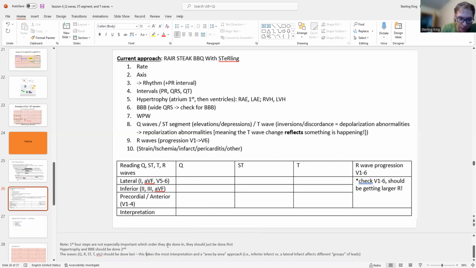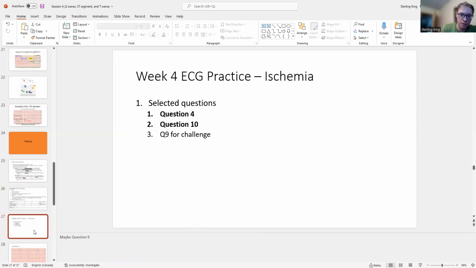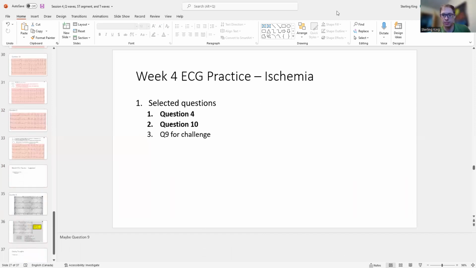Okay, let's see if there's anything in particular in here. Make sure you go through each area at a time. Usually I'd look at the lateral area and work it through Q, ST, T, R waves, instead of going through all the Qs in all the different sections, I go one section at a time. So we're on to practice. We have a few questions here, and I'm going to pause for a minute.